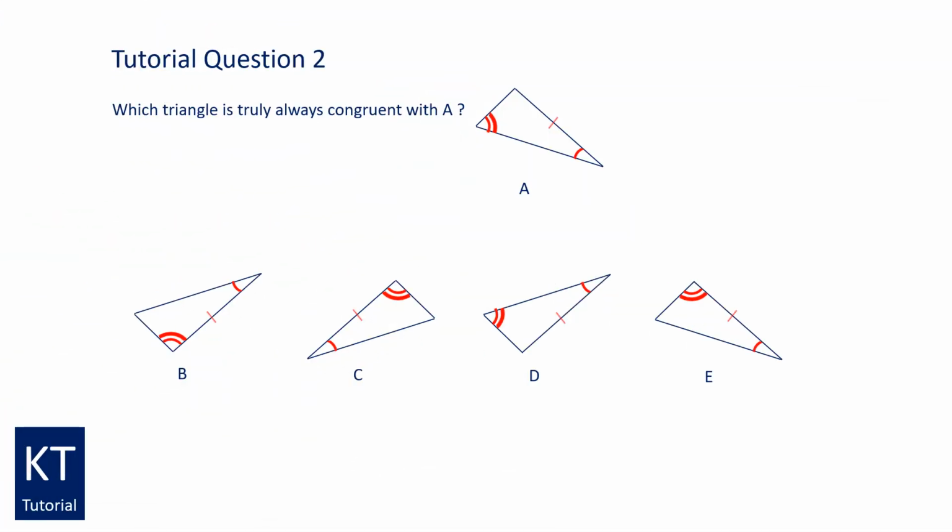Tutorial question 2. Which triangle below is truly always congruent with A? The one and only is D.